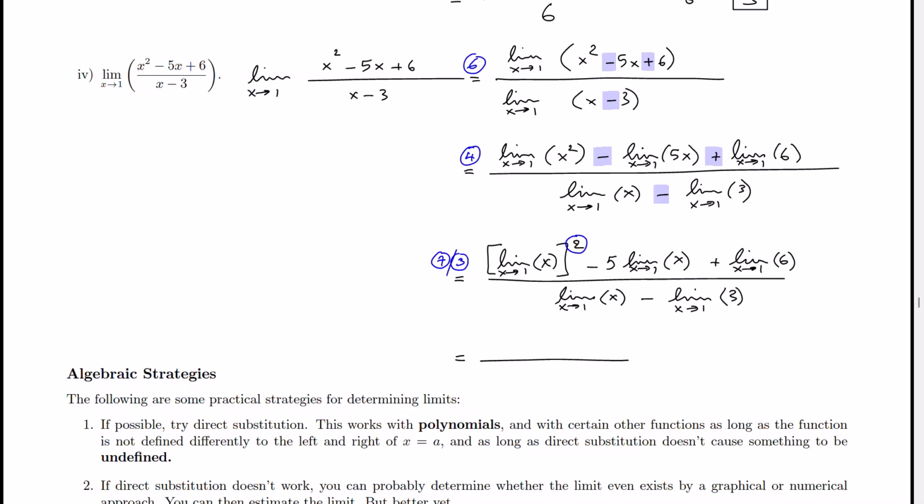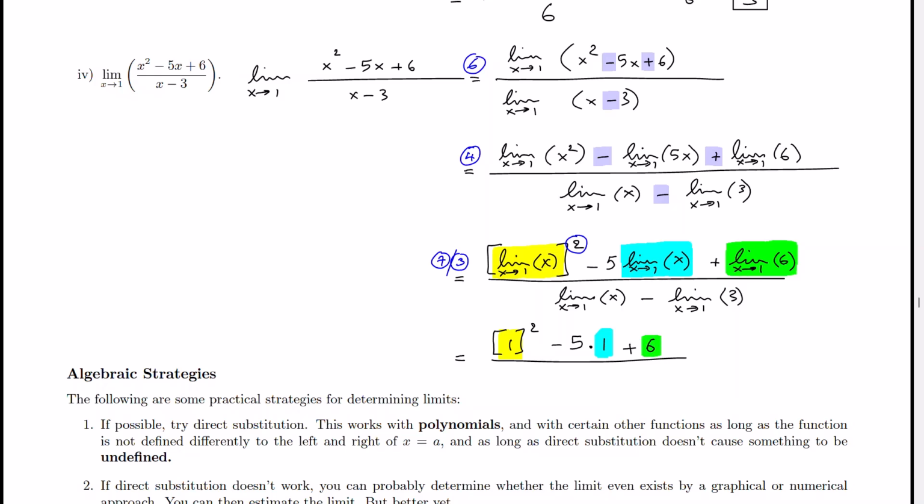So let's begin with the first one, the limit of x as x approaches 1. That just is equal to 1, and the 1 was squared previously, so we'll keep it squared. Then we have 5 times. Next, we have the limit as x approaches 1 of x, and that's just going to be simply 1. And finally, we have the plus limit as x approaches 1 of 6. That's going to be just simply equal to 6. So that third one is the limit of a constant, and it's the same as the constant.